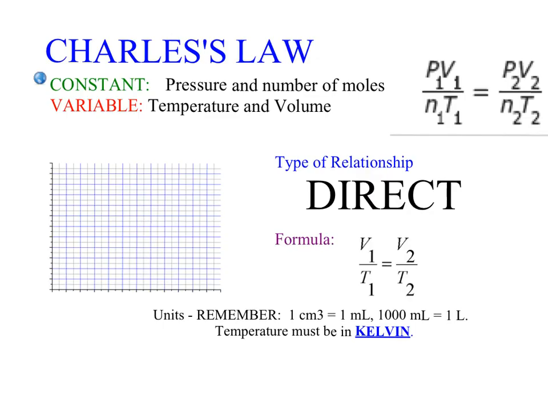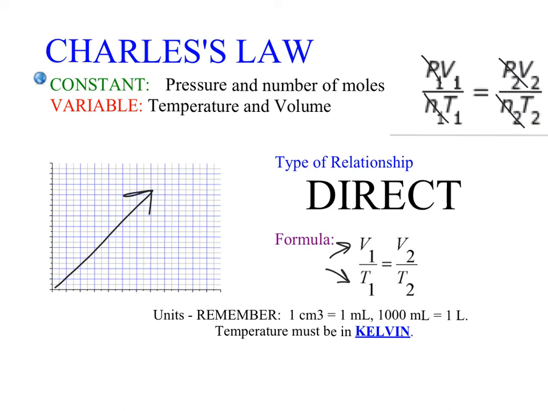One last individual gas law, Charles's law. It holds pressure and number of moles constant and lets us see the relationship between temperature and volume. So I'm going to hold my pressures constant, my number of moles constant, which gives me V1 over T1 equals V2 over T2. Just like always, volume and pressure can be in any units, but temperature definitely needs to be in Kelvin.